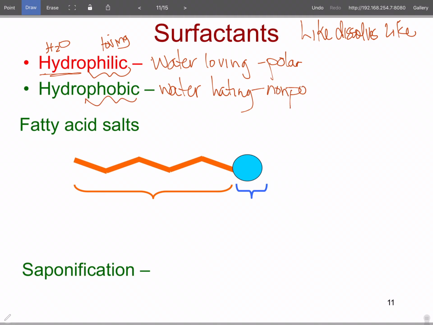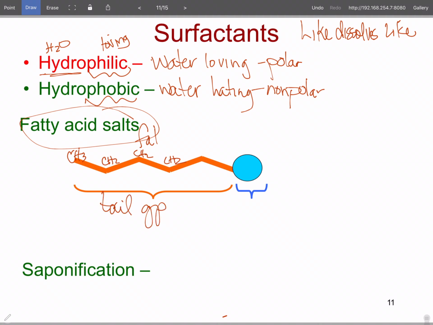So if you take and combine these into a fatty acid salt, then this portion is all CH2 groups, CH2, CH2, CH2, and this area is called the tail group. It's all nonpolar because it only contains carbons and hydrogens, so that means it's hydrophobic.